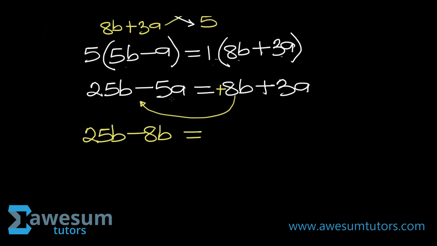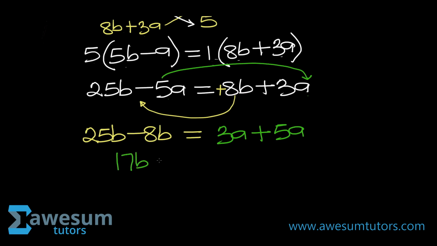Also, this is negative 5a. It's going to come over to meet 3a right here. So negative 5a crosses the sign of equal to and becomes positive 5a. Very good, guys. Now we can go ahead to add and subtract. 25b minus 8b gives me 17b, equals 3a plus 5a, which gives me 8a.